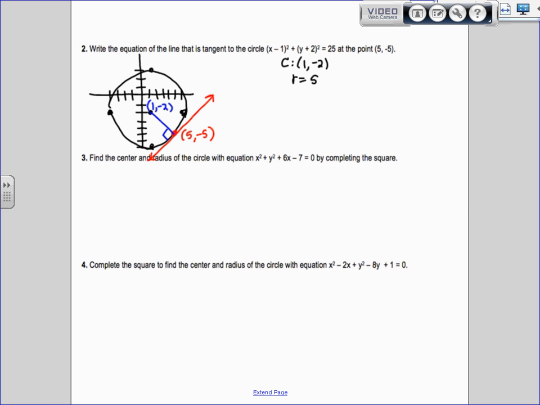Do you guys see it? So it's negative 3/4. So that means the slope of the tangent line is positive 4/3. Do you guys see how I got that? Counting rise over run. Remember that from Algebra 1? I know that's a distant memory. It's been a long time.